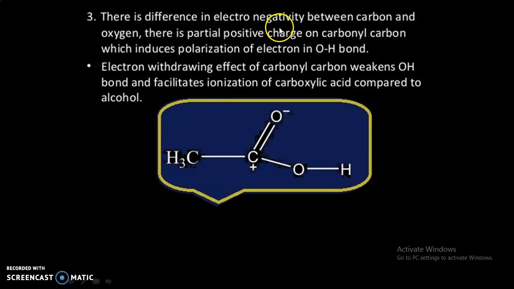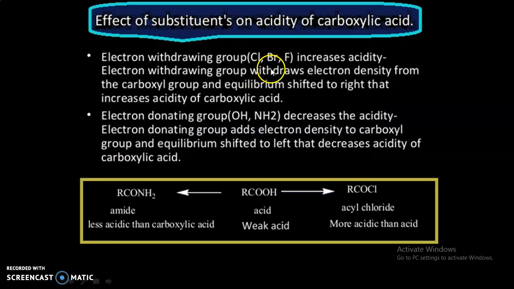There is a difference in electronegativity between the carbon and oxygen. There is a partial positive charge on the carbonyl carbon which induces polarization of electrons in the OH bond. This is the carbonyl carbon, positively charged, and this is negatively charged. This polarization occurs toward the hydroxyl group. The electron withdrawing effect of the carbonyl carbon weakens the OH bond and facilitates ionization of carboxylic acid compared to the alcohol. Effect of substituent on acidity of carboxylic acid.